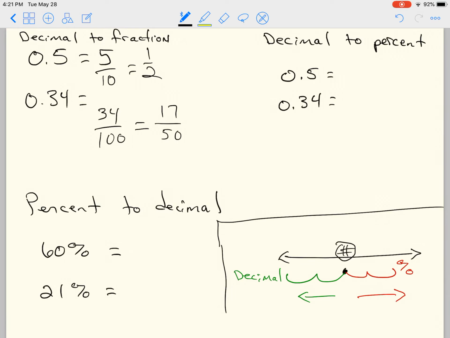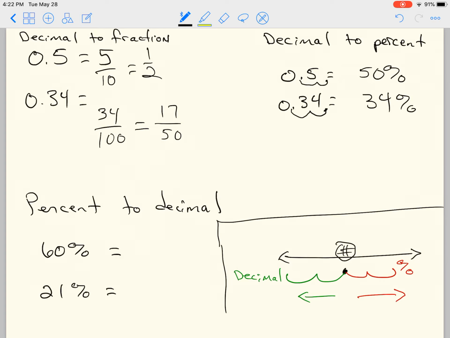On the right-hand side, decimal to percent. Let's say I want 0.5 to be a percent. Simply move your decimal 2 places, and that would be 50%. Or if you have 0.34 and you want to make it a percent, 1, 2, that's 34%.